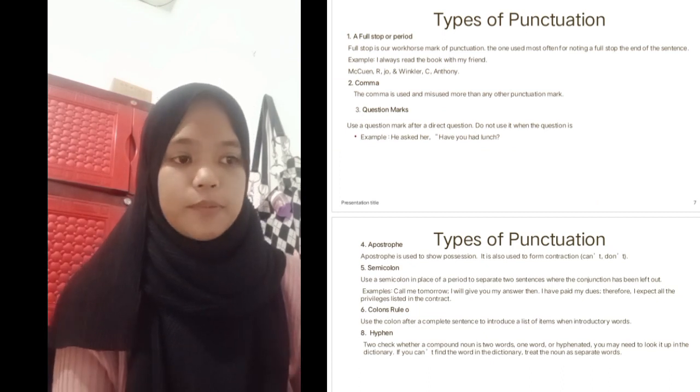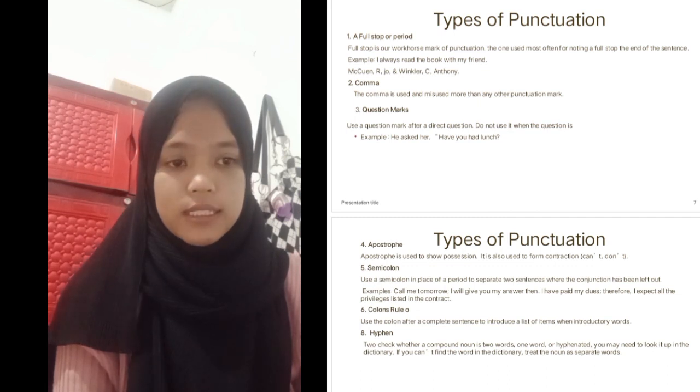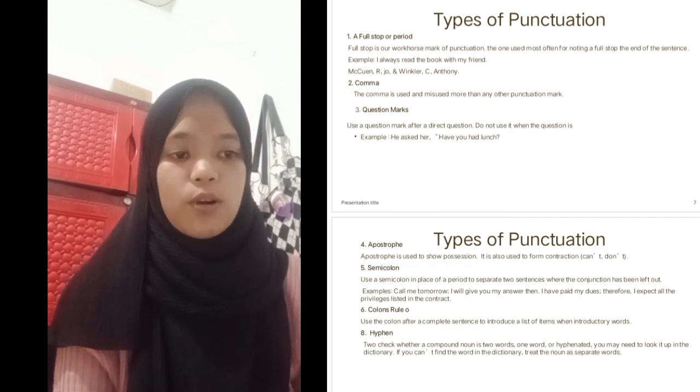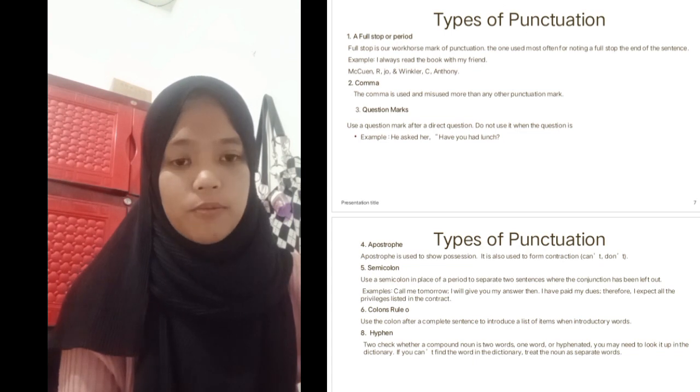Okay, next is types of punctuation. There are some types of punctuation, and I want to explain first the full stop or period. A full stop is our workhorse mark of punctuation, the one used most often for noting the end of a sentence. Example: I always read books with my friend, and we put the period or full stop at the end of the sentence.